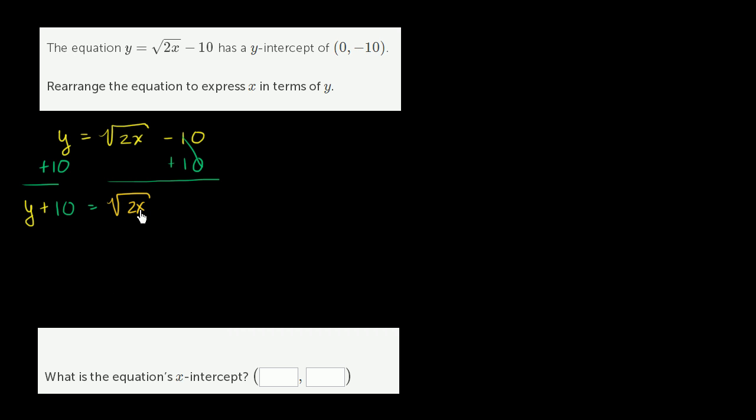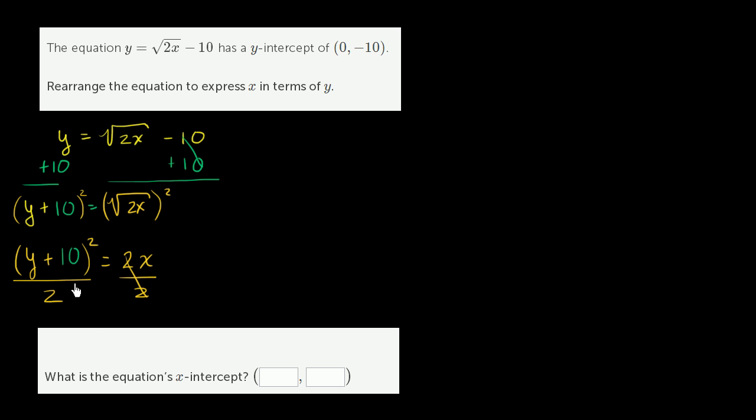Now, to isolate this x, let's square both sides here. So let's square the left-hand side, let's square the right-hand side. Of course, anything we do to one side, we have to do to the other, otherwise the equality will no longer be true. And we are going to have y plus 10 squared is equal to the square root of 2x squared, which is just going to be 2x. And now we can divide both sides by 2, and we are left with x is equal to y plus 10 squared over 2.